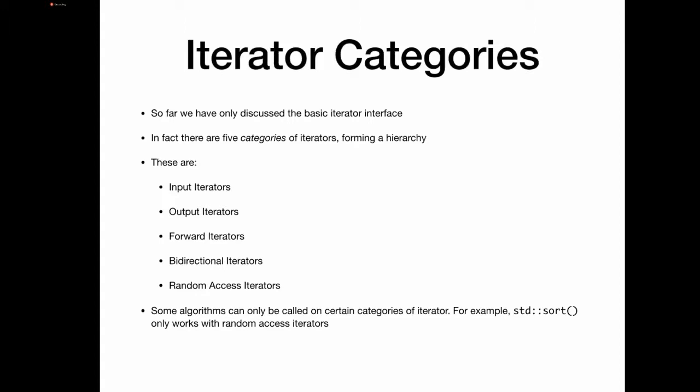So, some algorithms can only be called with certain categories of iterator? Yes. For example, standard sort you can only call with random access iterators. Other algorithms might only mandate a lower class of iterator, but if you supply them with a random access one, they'll do their work more efficiently, because random access iterators give you a broader API. There are more things you can do with a random access iterator than with a forward or a bidirectional one.